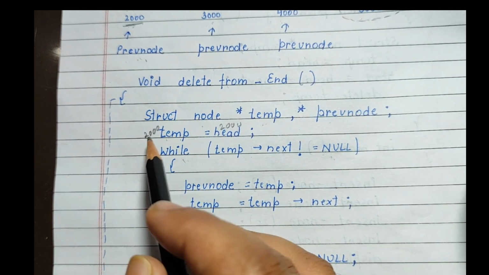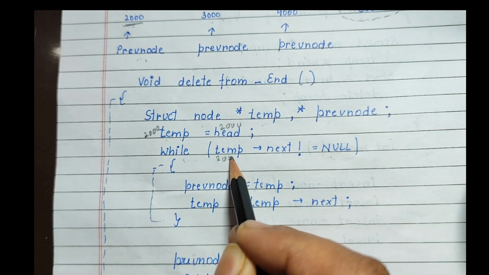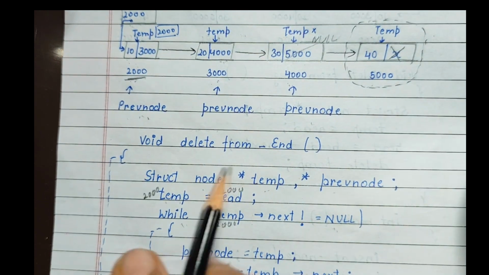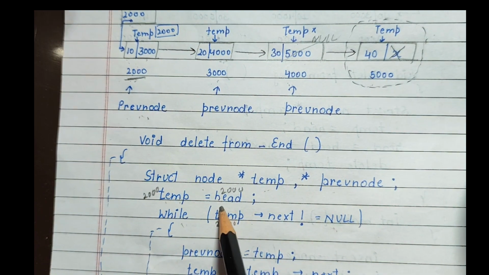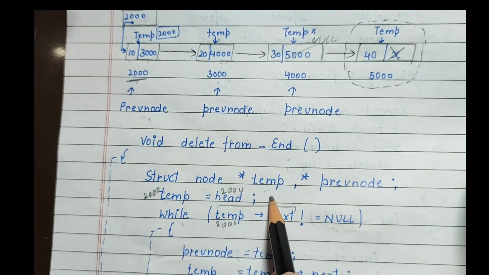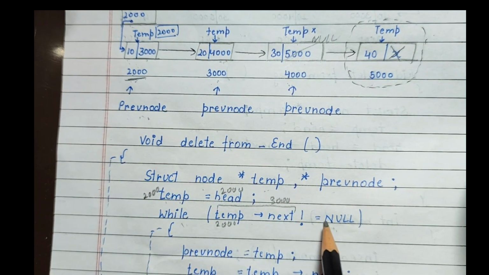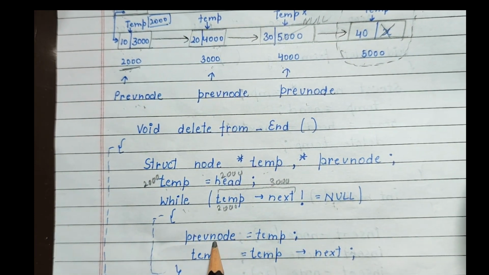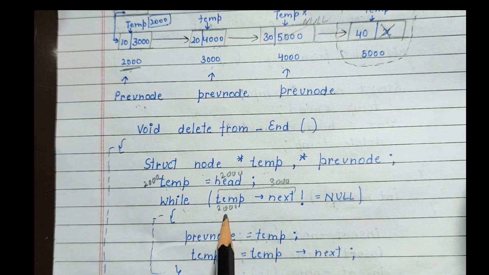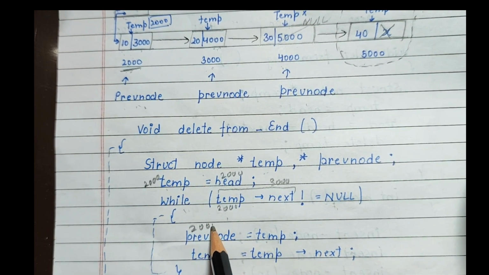So temp has a value here 2000. Now 2000 of next is 3000. So this complete becomes 3000. Now 3000 is not equal to null, condition true. Now previous node is equal to temp, which has a value 2000. Okay, so previous node becomes 2000 here.